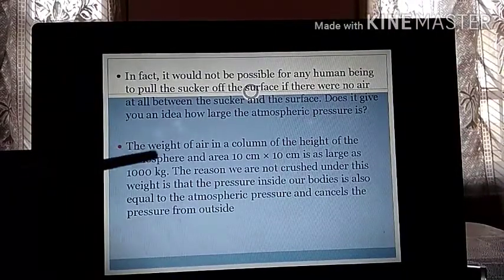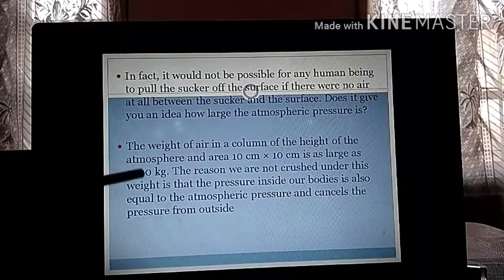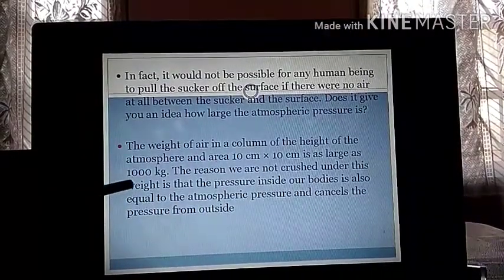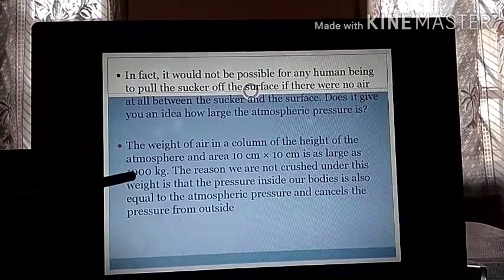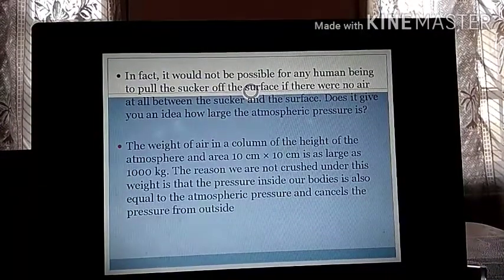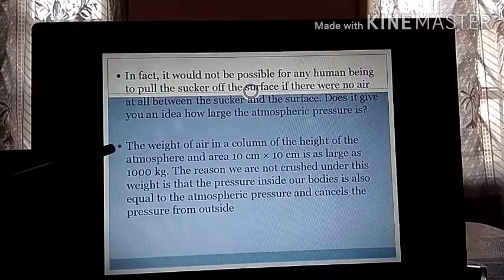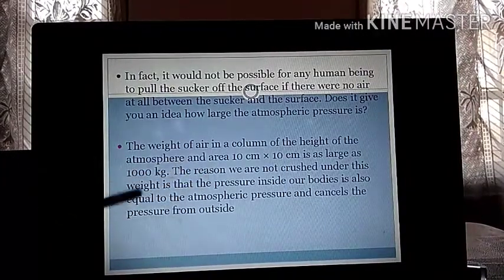So the weight of air in a column of height of atmosphere and an area of 10 centimeter into 10 centimeter is as large as 1000 kg. Can you imagine? Area is just 10 centimeter into 10 centimeter. Okay, and what is the weight of air? It is 1000 kg. So you can imagine how huge it is.